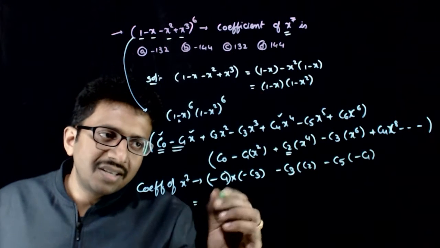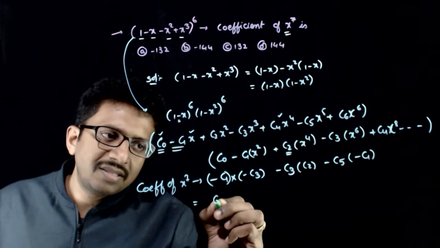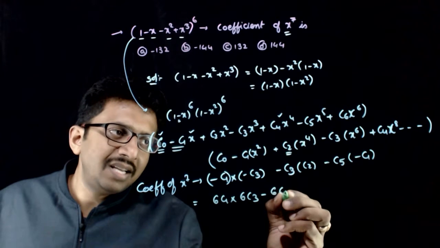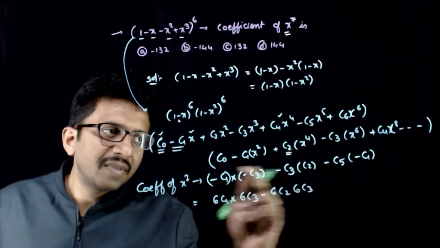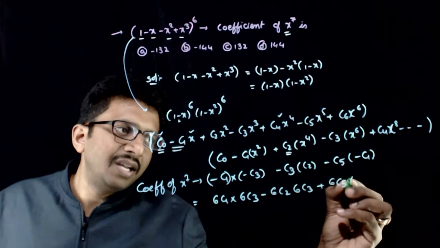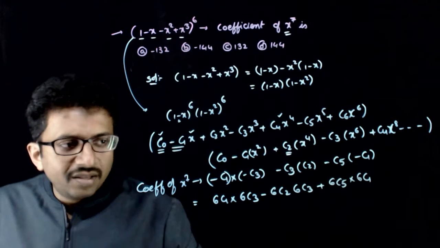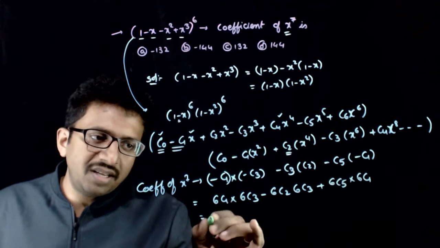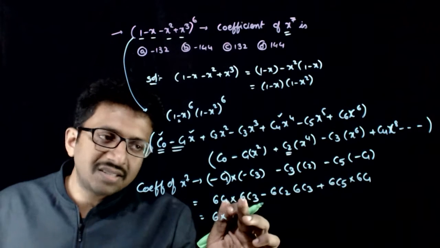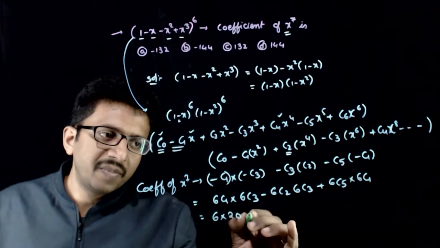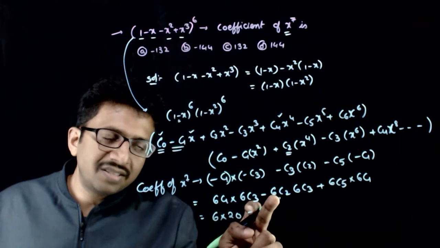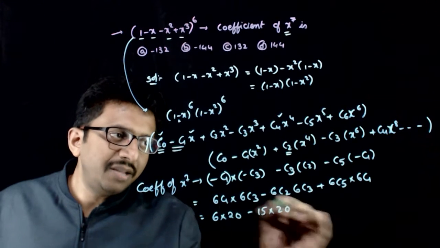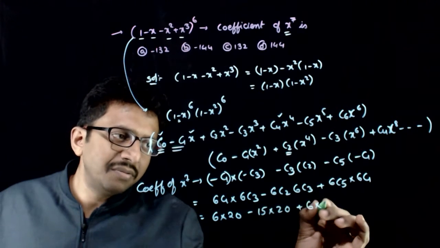So effectively my answer is, minus into minus is plus, 6c1 into 6c3 minus 6c2 into 6c3 plus 6c5 into 6c1. So this will be the answer. Just need to calculate the numbers. 6c1 into 6c3 is 6 into, what is 6c3? 6 into 5 into 4 by 6, 20. Minus 6c2, 6c2 is 6 into 5 by 2, 15 into again 20, plus 6c5 is 6 into 6.